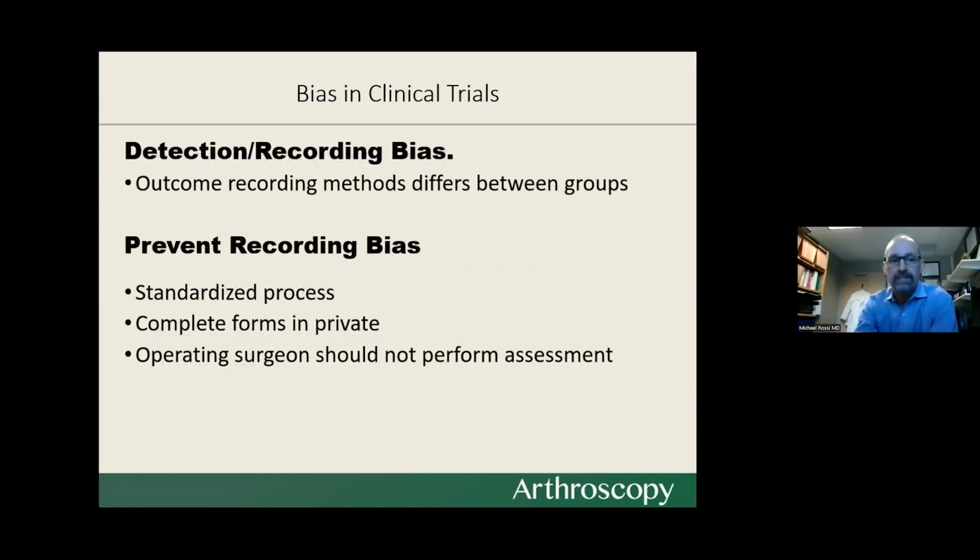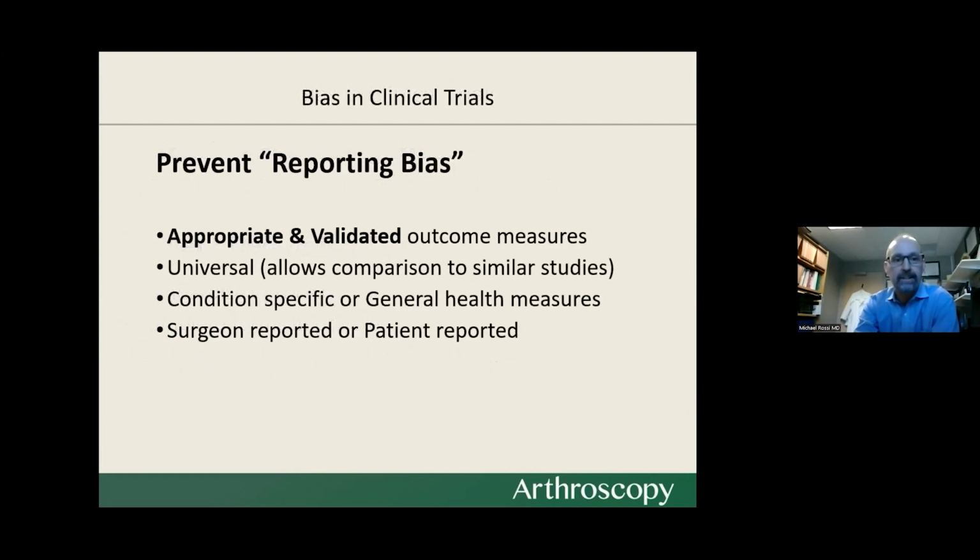Detection or recording bias occurs with outcome recording methods that differ between groups. We prevent that by standardizing the process, completing forms in private. Operating surgeons should not perform the assessment. To prevent the reporting bias, we use appropriate and validated outcome measures. Can we use universal, which allows comparison to similar studies, such as PROMIS? Should we use condition-specific or general health measures, surgeon-reported or patient-reported? These all should be decided beforehand, but should be able to be compared to appropriate literature.